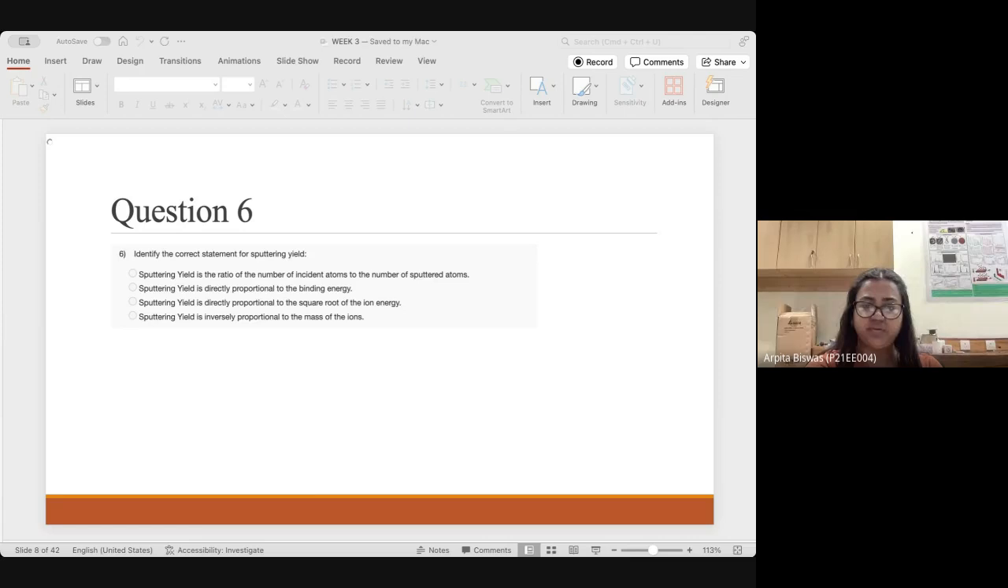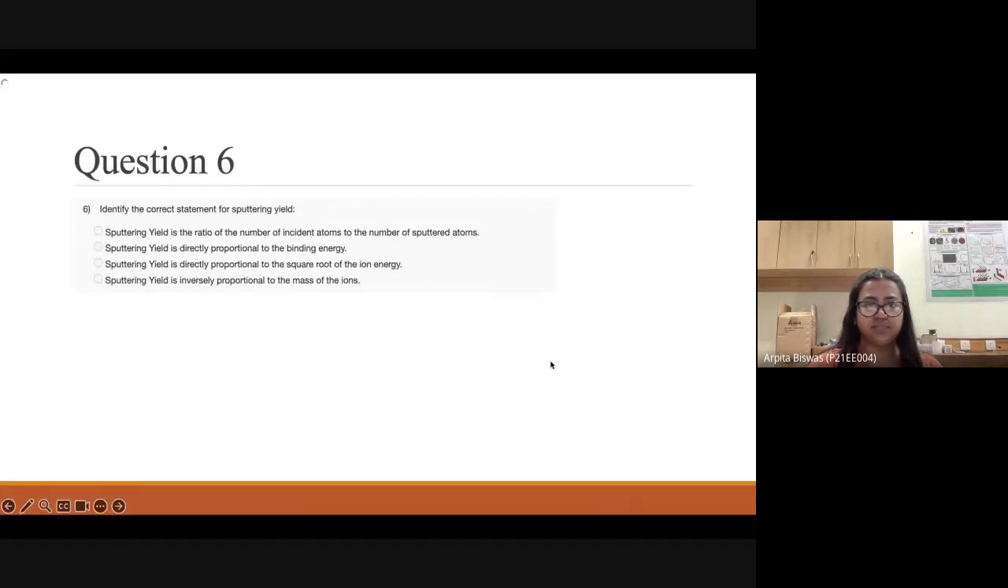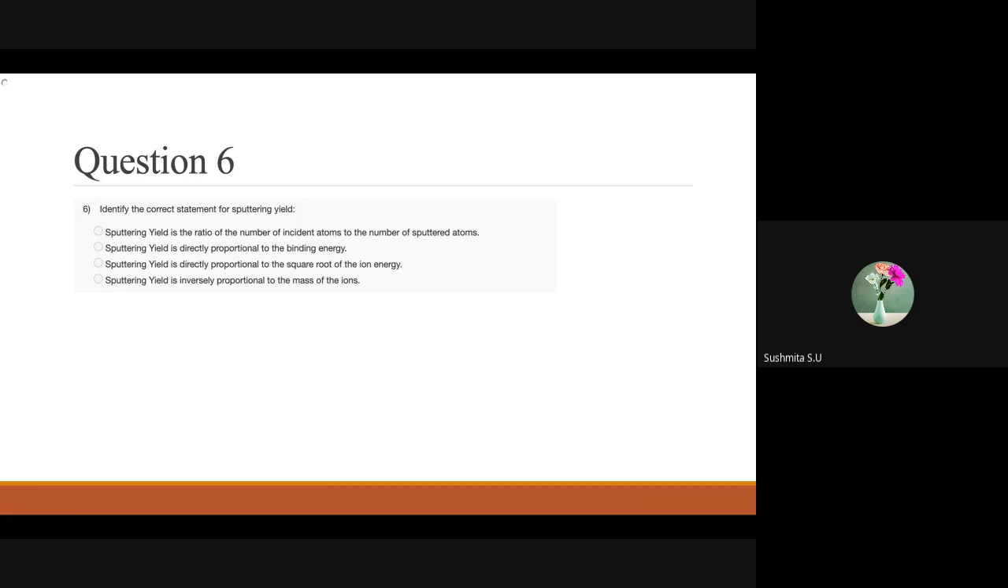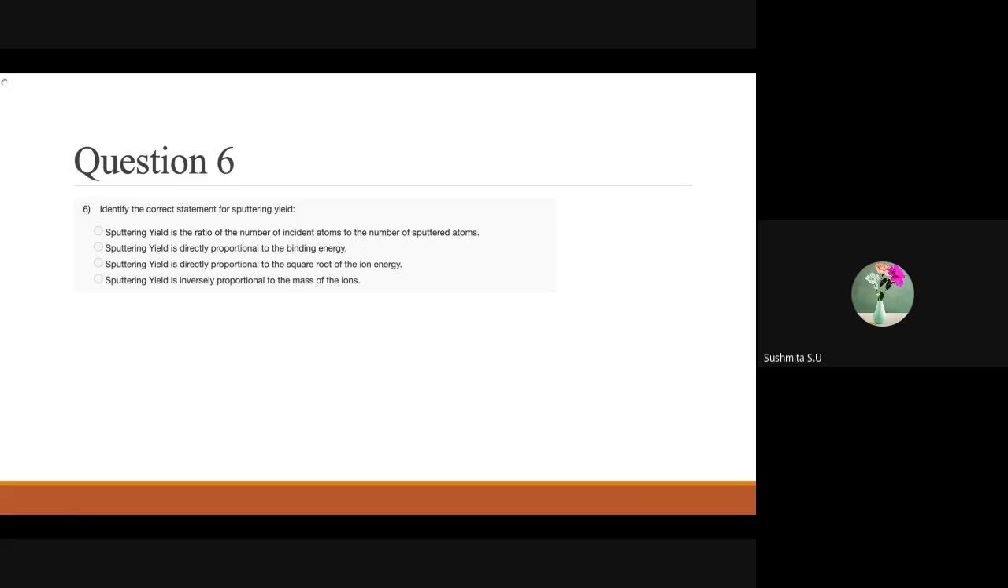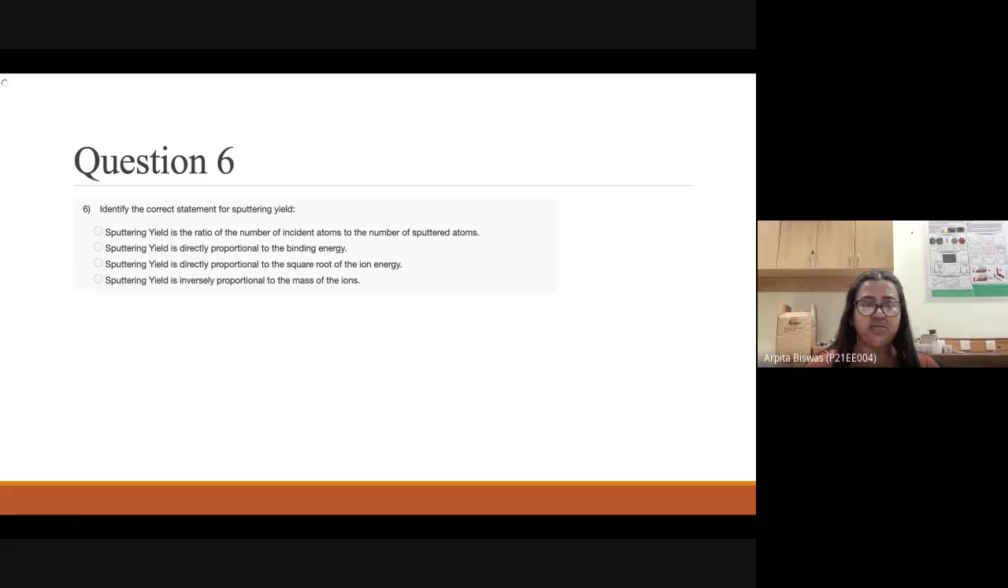Can you explain a little bit about it? Ma'am, sputter yield is the ratio of the number of sputtered atoms to the number of incident ions. Which option? B is the correct answer. Directly proportional to binding... sorry, it's C, proportional to the square root of the ion energy. Option C is the right option. Sputtering yield is directly proportional to the square root of the ion energy.